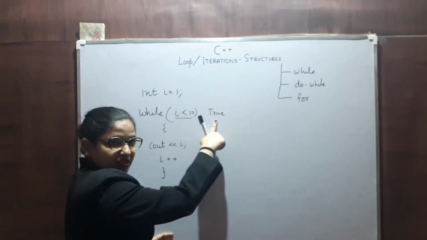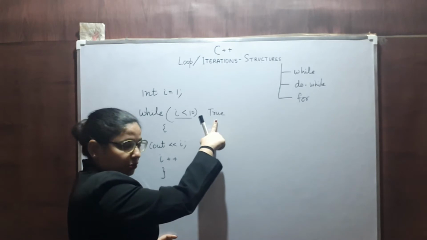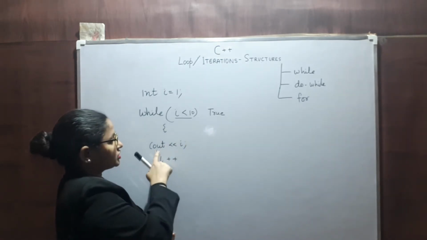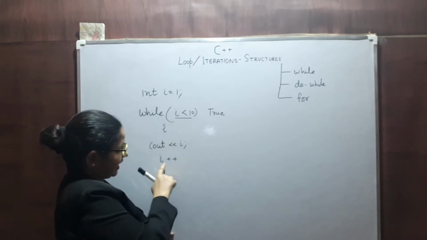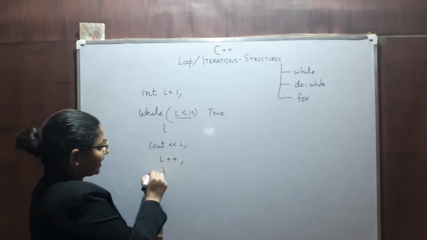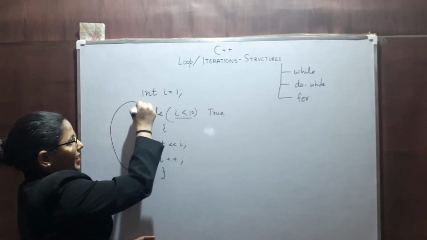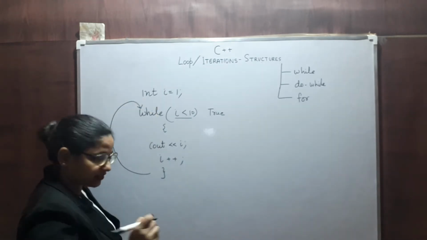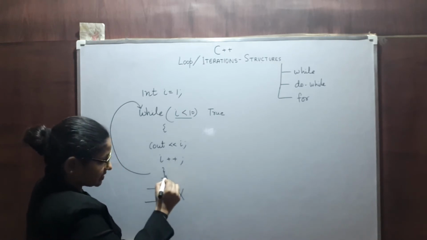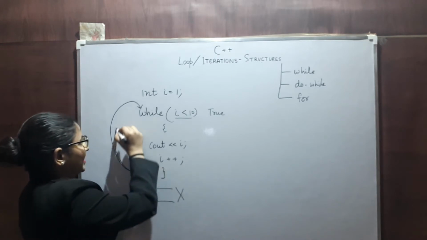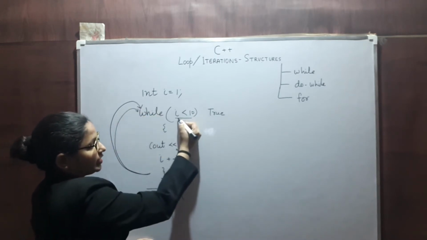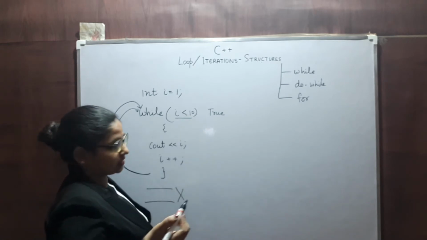So if the expression evaluates to true, then this block will be executed. So cout i, that means 1, and i becomes i++, that means 2. Again this will go back to the while loop, so the next statement will not be executed sequentially. After this, you will go back again to your while statement. Again, you will check for the condition.